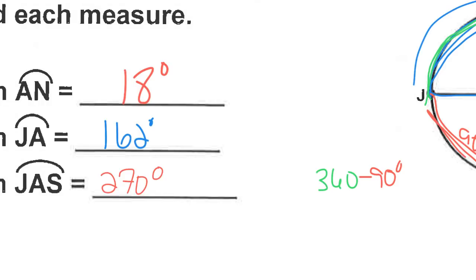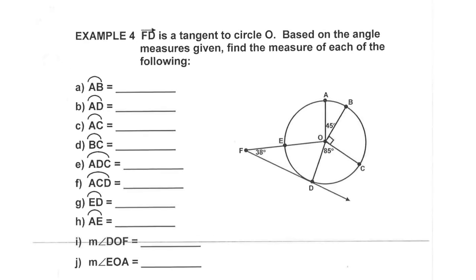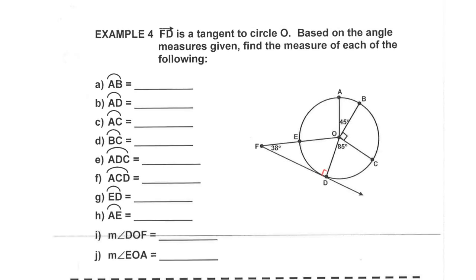So let's go to the back page, or the next page. And we have a big set of things here. My suggestion is, guys, try this out on your own. It says that FD is tangent to circle O. So I'll tell you what that means. If we have this radius from O to D and FD is a tangent, that means we have a triangle here that has a 90-degree angle in it. So you might pause for a second, try to find some of these. When you get stumped, you can come back to the video.